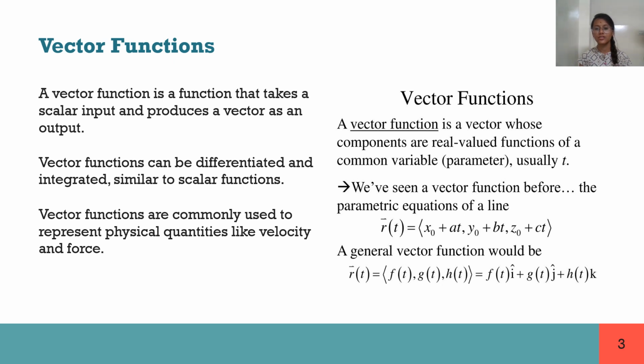The parametric equations of a line, like r of t equal to x naught plus at, comma, y naught plus bt, comma, z naught plus ct. A general vector function would be r of t equal to f of t, g of t, h of t.